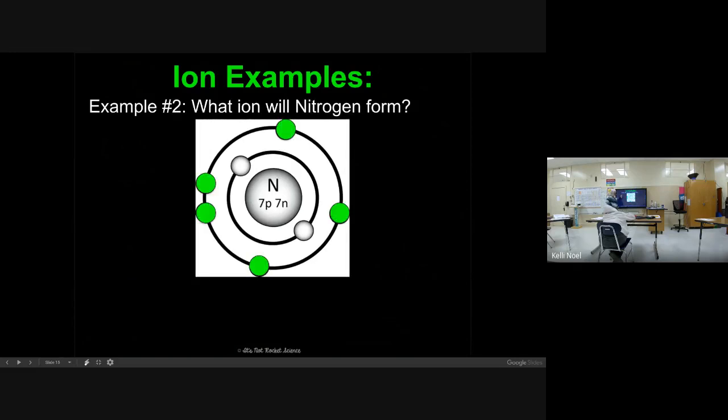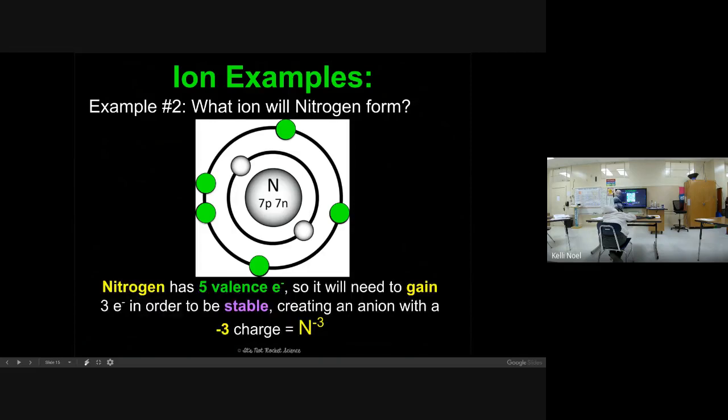Oh, and here's nitrogen. So nitrogen has 1, 2, 3, 4, 5. Nitrogen is also a nonmetal. So how many more to get to 8? If it has 5, I need 3. So it's going to be a -3 because it wants to gain 3 more electrons. So it'll have 3 more negative charges than normal. So it has 5 valence electrons, so it will gain 3 electrons in order to be stable. So this creates an anion with a -3 charge.